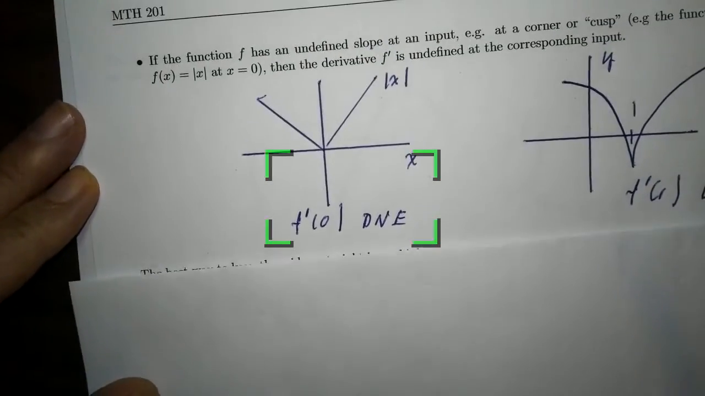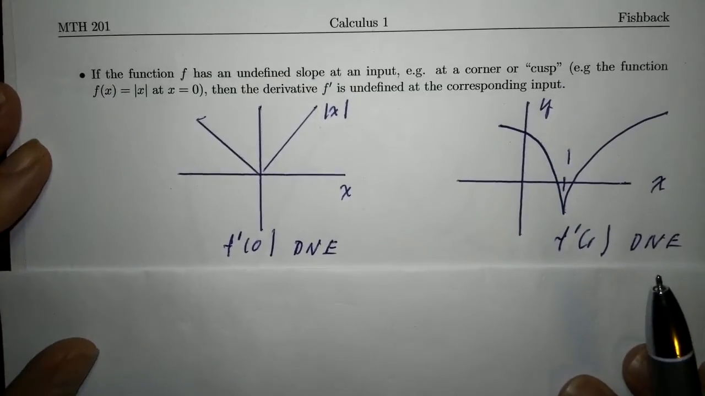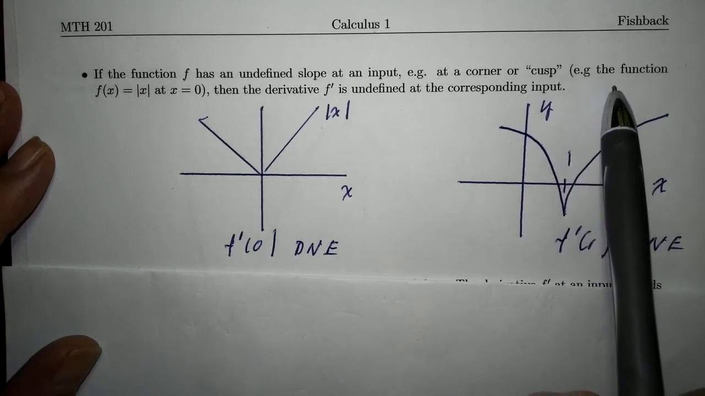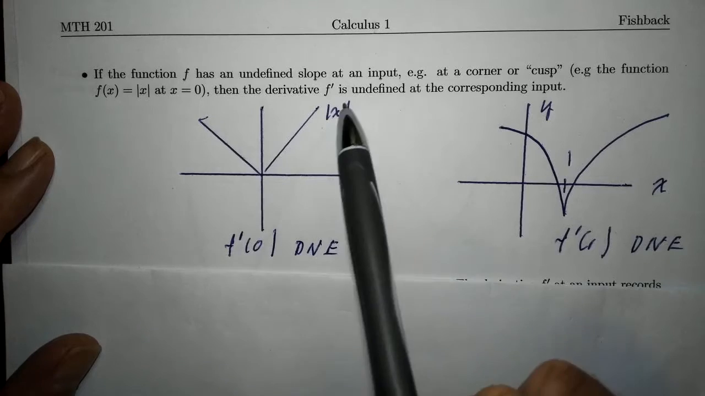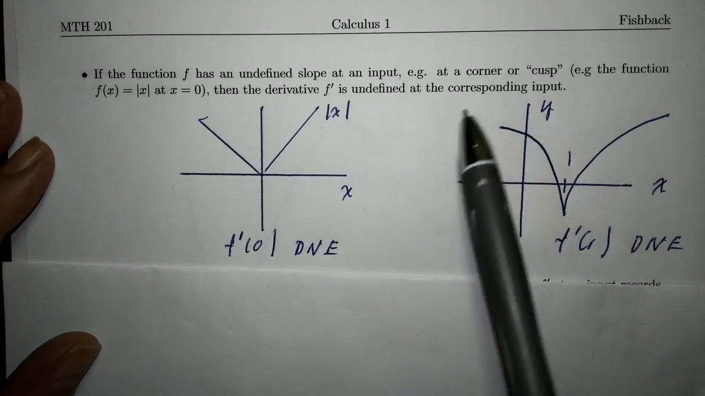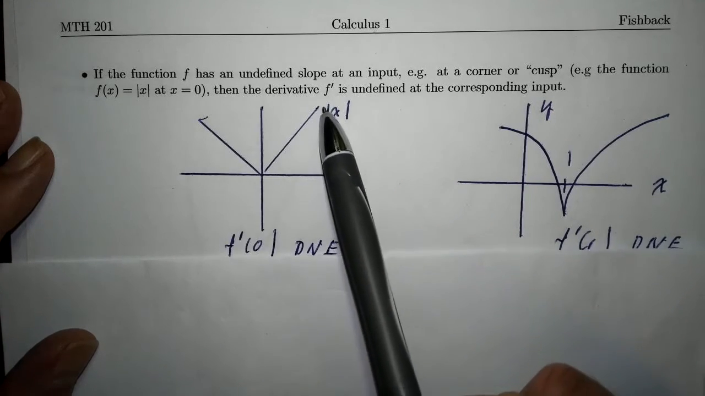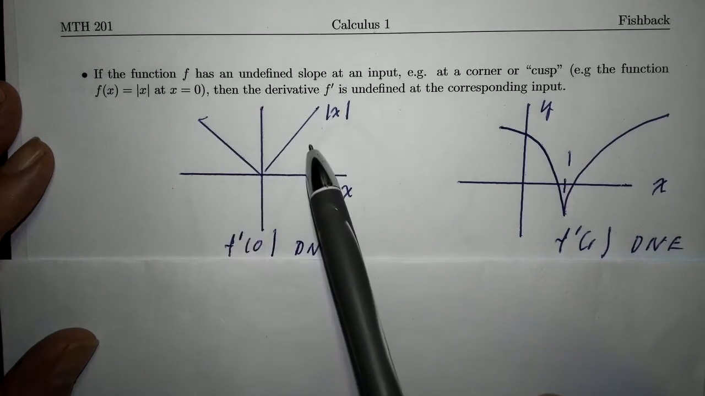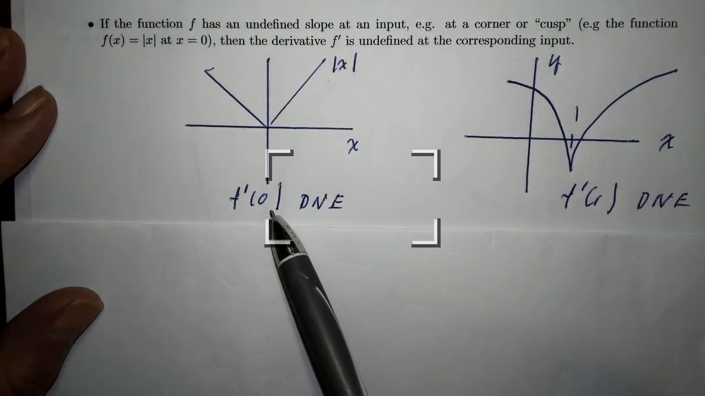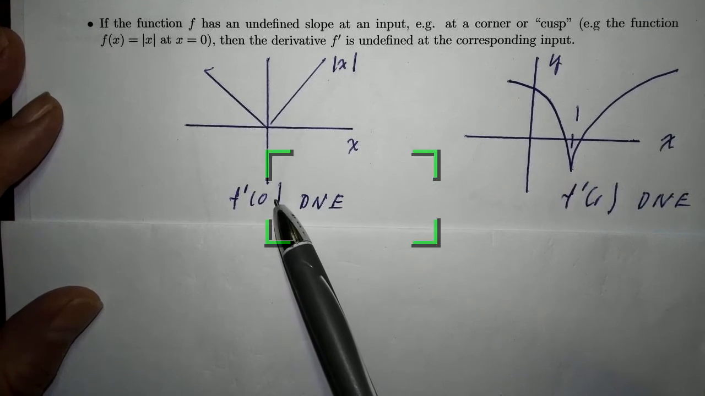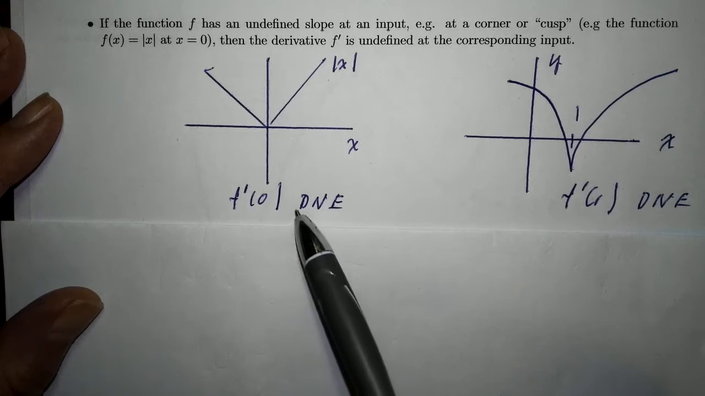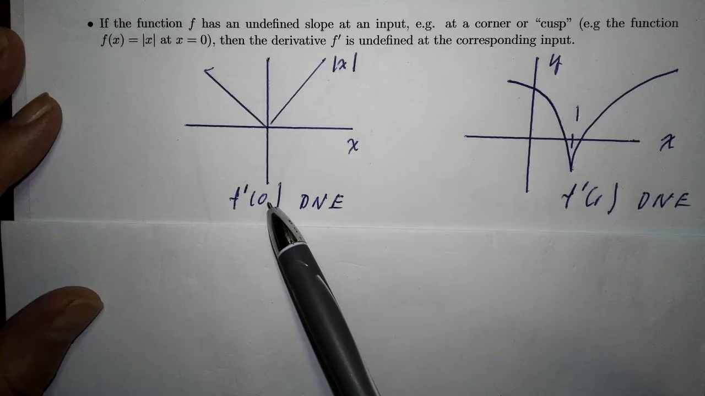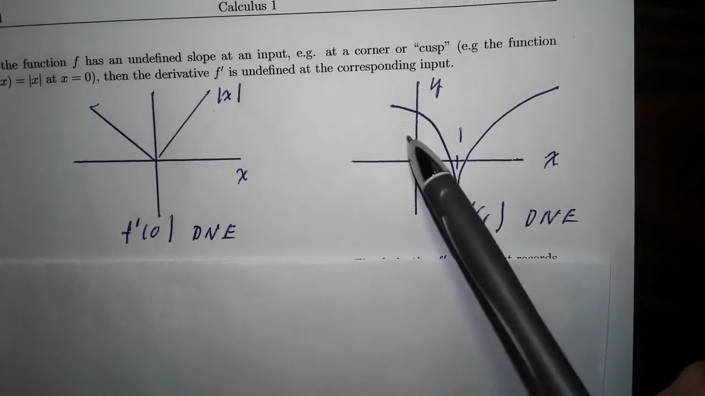What about corners, sharp edges, things like that? If a function has an undefined slope at an input, for example, a corner or a cusp, then the derivative is undefined there. So let's take a look at the absolute value function. We know that it has that V shape at the origin. I cannot draw a well-defined tangent line, so that means f prime of 0 does not exist. So if I went on the derivative graph to x equals 0, there's not going to be anything on the graph there.